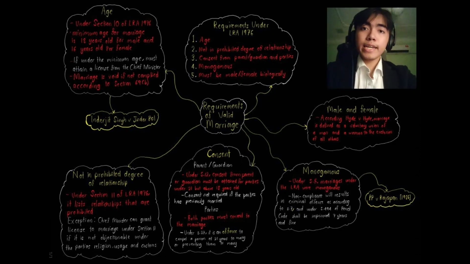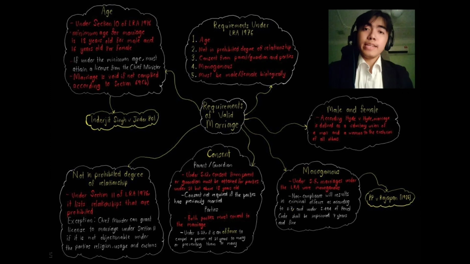For example, in the case of Public Prosecutor against Rajapan, the respondent was married according to Hindu custom in India in 1947 with the complainant Pelaniamal, and later on in 1954 migrated to Malaysia. But in 1984, he went back to India and married a girl named Saraswati and brought her back to Malaysia. The respondent was charged for an offense under Section 494 of the Penal Code.